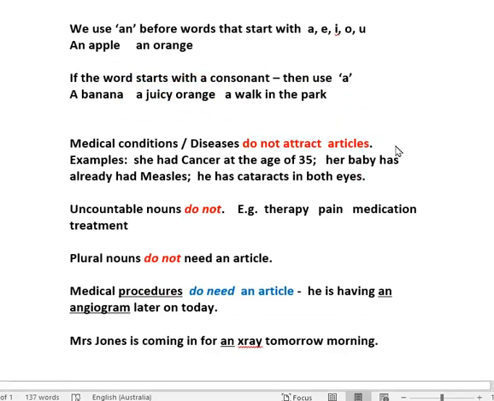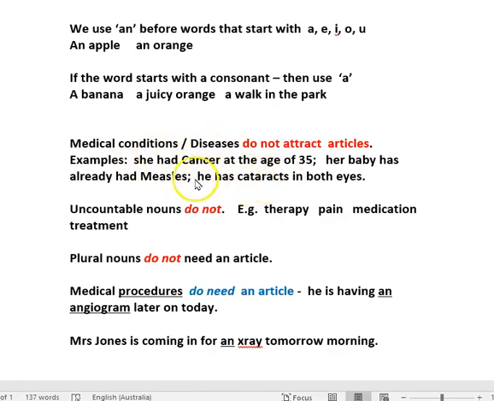Okay, this is where it gets tricky. In these medical letters, medical conditions and medical diseases do not attract articles. Here are some examples. She had cancer at the age of 35. Not she had a cancer. She had cancer at the age of 35. Here's another one. Her baby has already had measles. Both of those are diseases, of course.